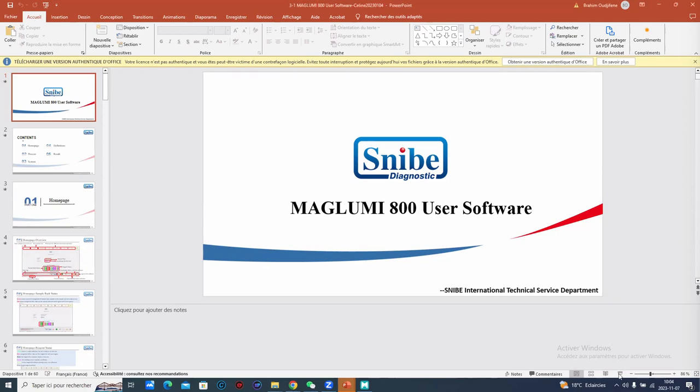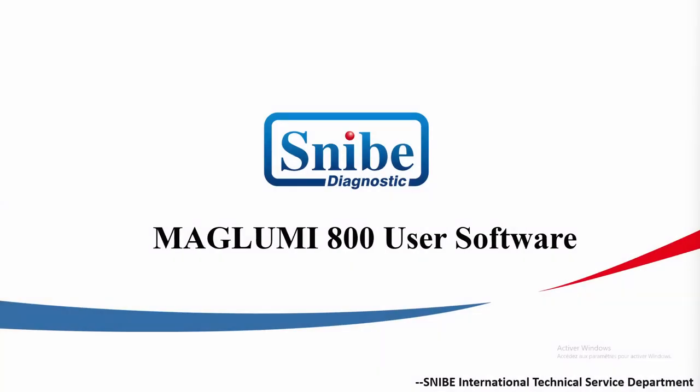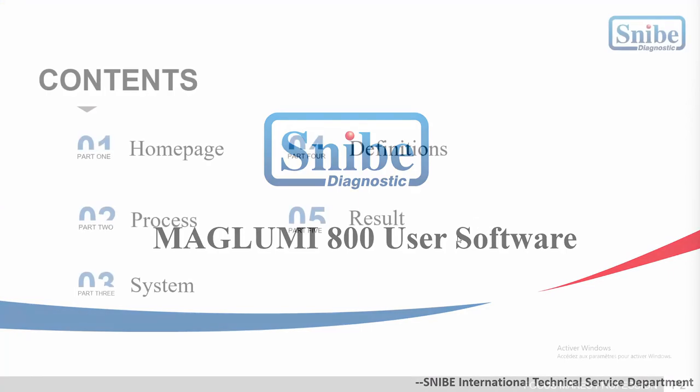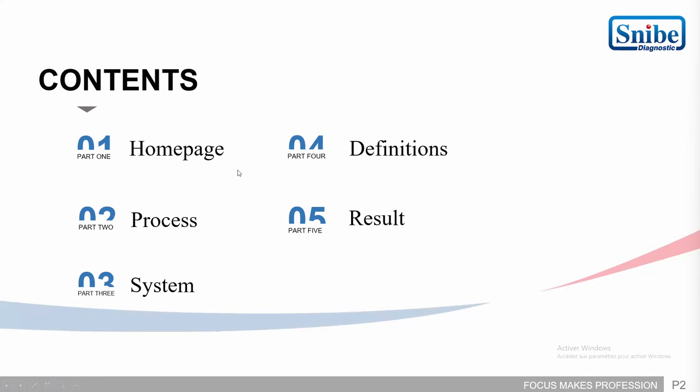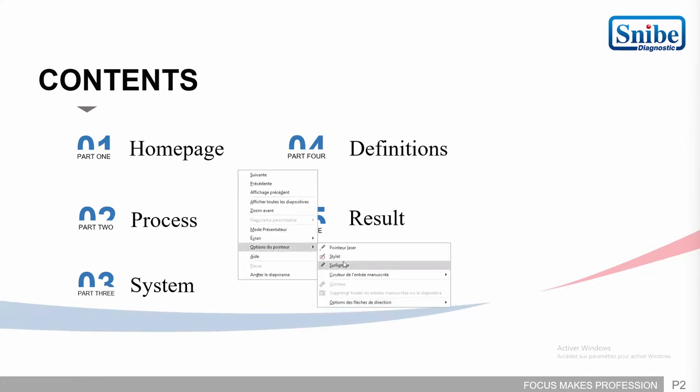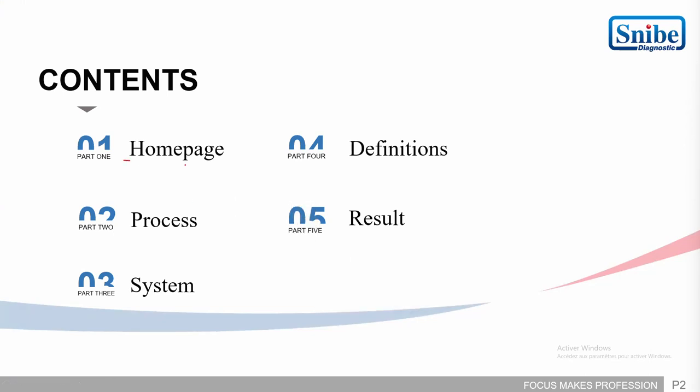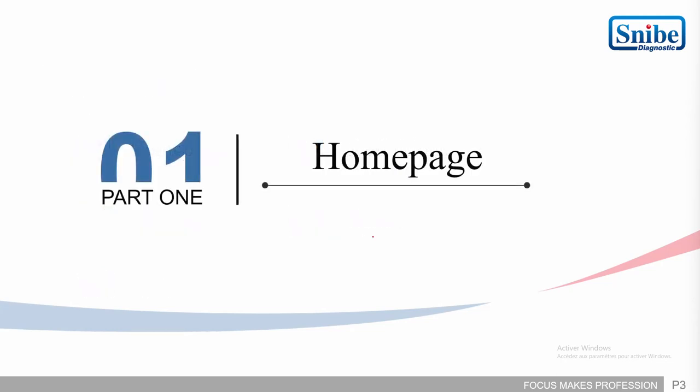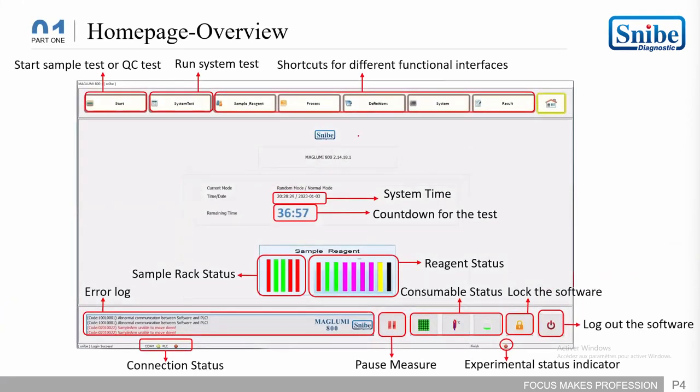The next presentation, the last presentation, will be about user software. We take the example of Maglumi 800. We will see the home page of the user software. Then we will see the four interfaces: process interface, system interface, definitions, and results. So let's start with the home page.